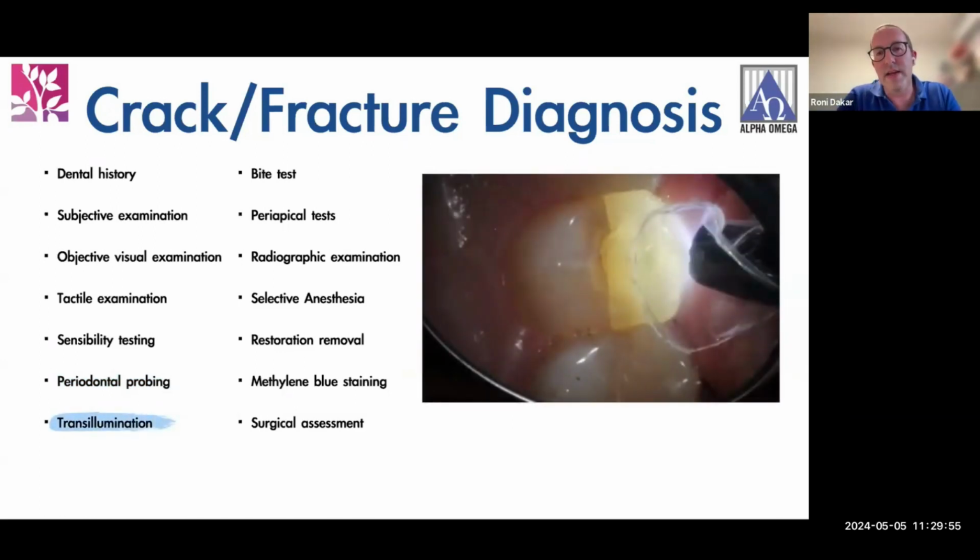The next technique that I would like to speak about is transillumination, which may assist in diagnosis because the crack line breaks the light, thus making it easy to diagnose the presence of a crack in the tooth. However, it is an uncommon test because it was hard to obtain the dedicated equipment with a strong light source for transillumination.